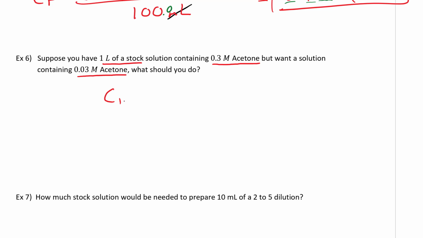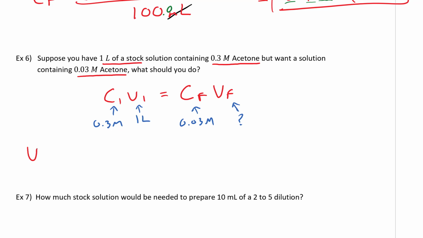Well, let's do our C1V1 equals CFVF formula. I have my volume of my stock solution, it's 1 liter. I have the concentration of my stock solution, and I have the concentration of my final solution. What I don't have is my final volume. Let's rearrange it. Sub in our values.